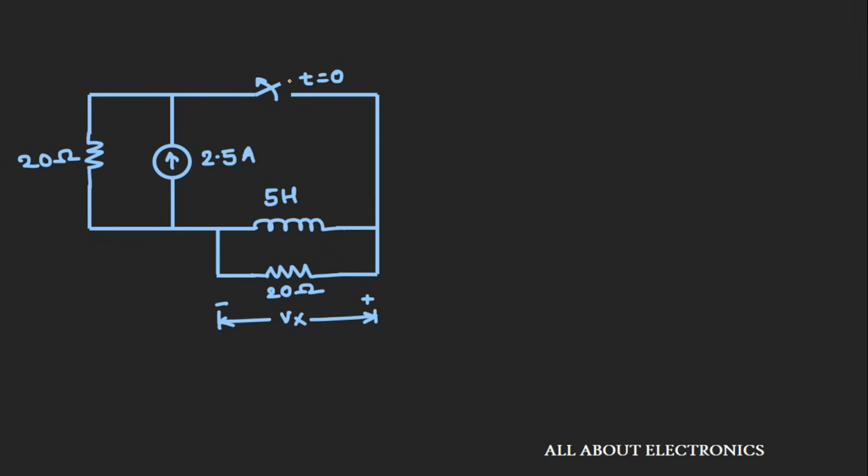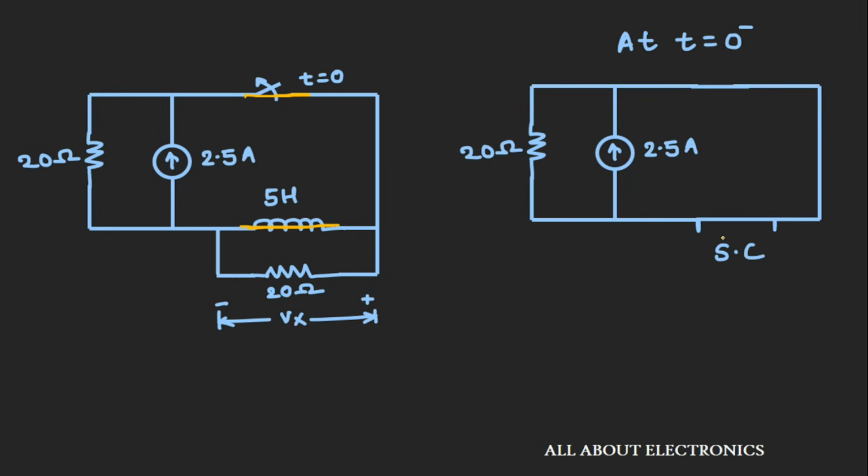At time t is equal to 0 minus, the switch is in this position, and the circuit has been in this position for quite a long time, so this inductor will be in a steady state condition. So this inductor will act as a short circuit, and because of this short circuit, this 20 ohm resistor will also get short circuited. So at time t is equal to 0 minus, the equivalent circuit will look like this. The current that is flowing through this inductor at time t is equal to 0 minus will be nothing but 2.5 ampere. So the value of IL(0 minus) will be nothing but 2.5 ampere.